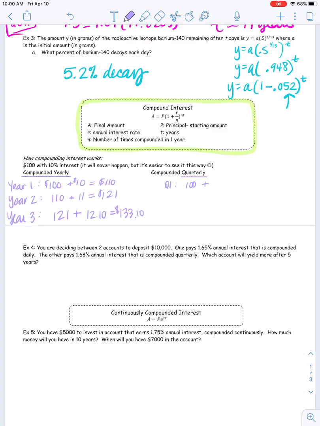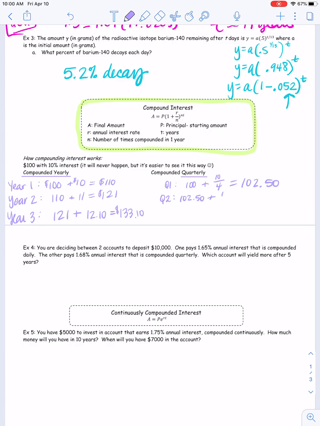The $10, that is at 10%, so 10% of 100 is $10, right? So this is the percent, the rate. So 10% divided by 4. Why divided by 4? Because I'm only getting a fourth of it at every quarter. So what is that? That would give me $102.50. So now that's my new starting point for quarter two.